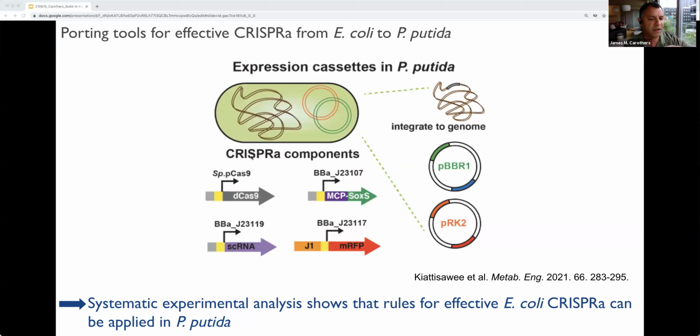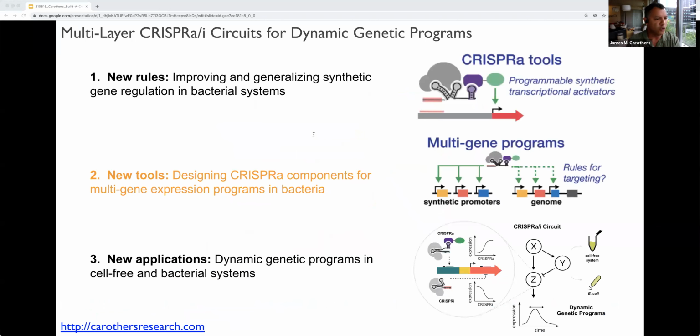And so we've seen not only that CRISPRa programs can be implemented, but also that levels of gene expression suitable for metabolic engineering can readily be obtained in Pseudomonas putida using this new set of tools. So that gives us a set of rules for improving and generalizing gene regulation in bacteria. We developed these rules in E. coli, and then we found that they can be applied to other non-model microbes with metabolic capabilities that we're interested in. We're starting to develop CRISPR activation in other systems as well.